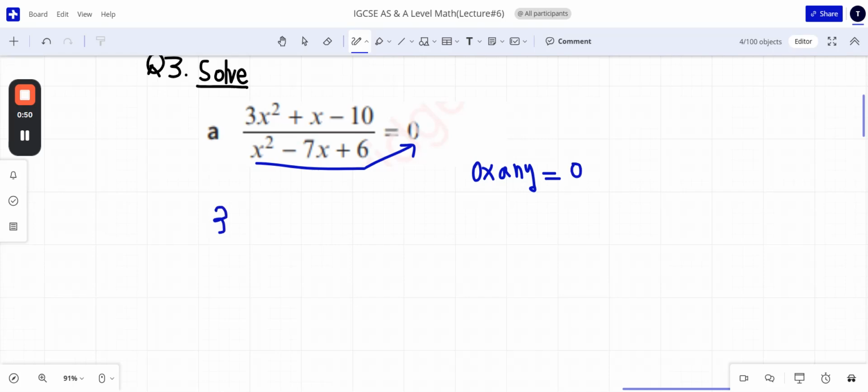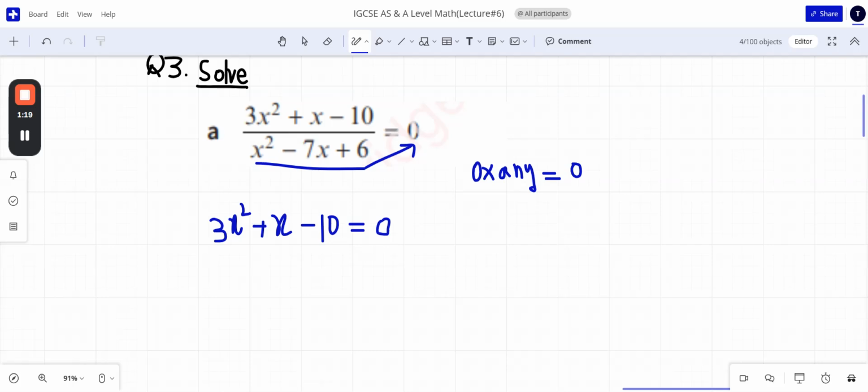So 3x squared will remain the same, plus x minus 10 equals, now the whole denominator will multiply with 0. So 0 multiplied by x squared minus 7x plus 6 would become 0. Now we got a quadratic equation and we can apply the factorization method.